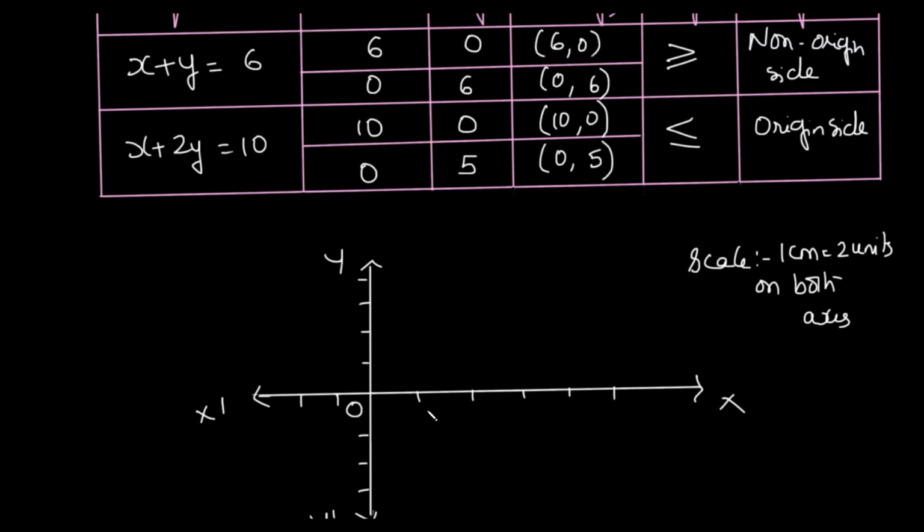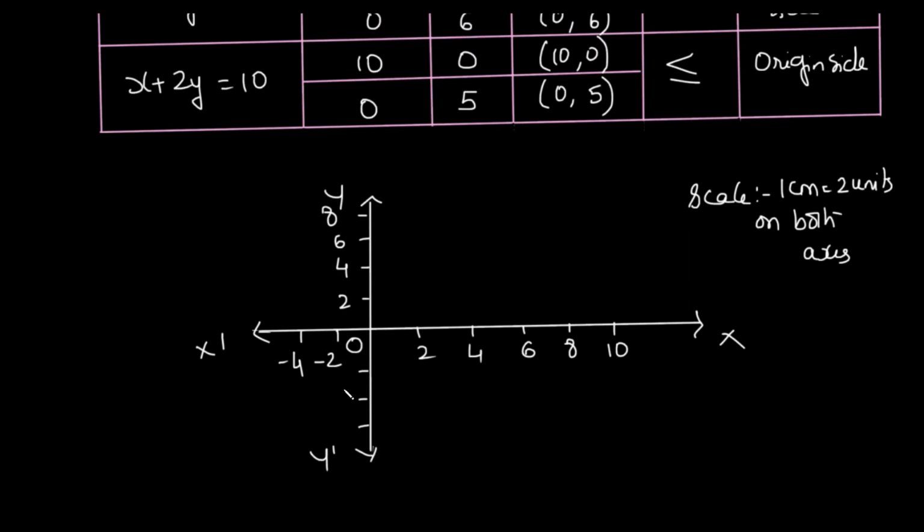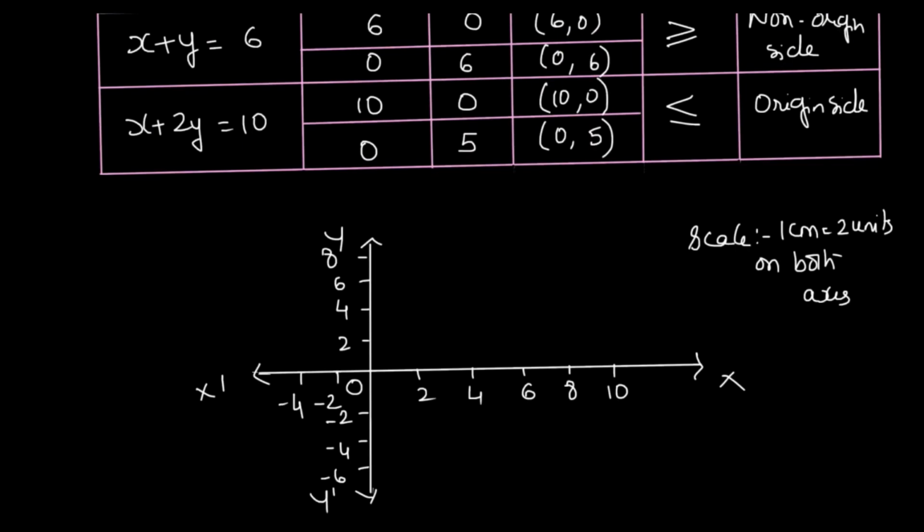Then the points. On the x-axis we are going to take 2, 4, 6, 8, 10 because we require till 10. The negative x-axis we don't require, so we just write some of the points over here. On the y-axis we require until 6 at least, so 2, 4, 6, 8 will be sufficient. On the negative side we don't require the negative y-axis, but yet this becomes -2, -4 and -6.